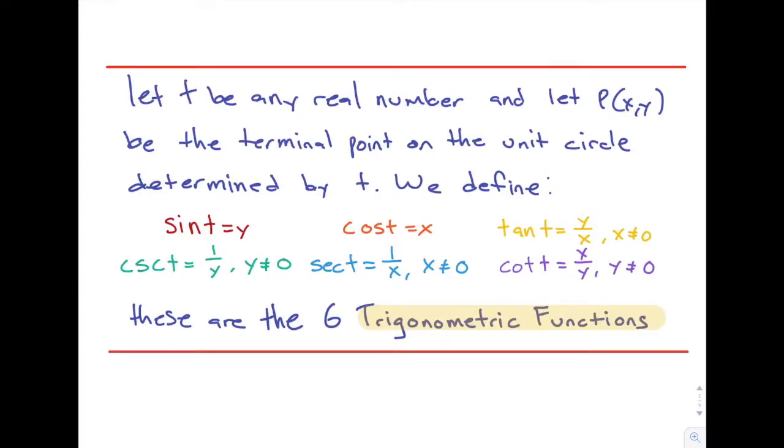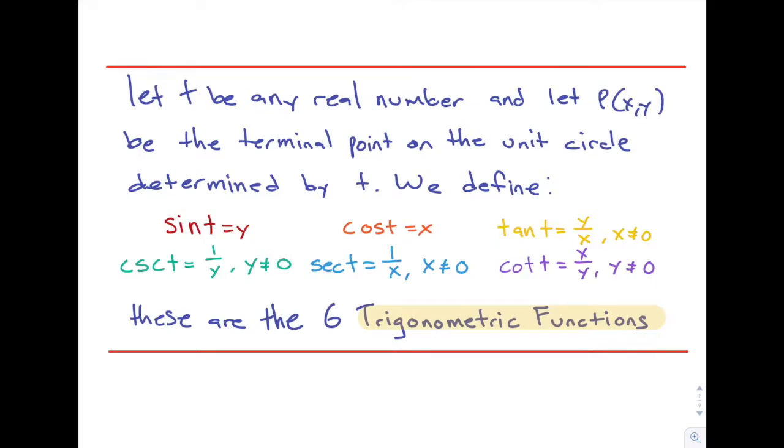Recall that for any t, a real number, let P(x, y) be the terminal point on the unit circle determined by t. We define sine of t to equal y, cosine of t to equal x, tangent of t to equal y over x, provided that x does not equal 0, cosecant of t to equal 1 over y, provided that y does not equal 0, secant of t to equal 1 over x, provided that x does not equal 0, and cotangent of t equals x over y, provided that y does not equal 0. These are the 6 trigonometric functions.